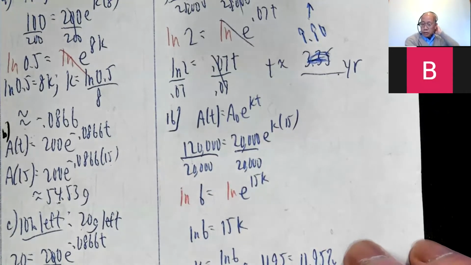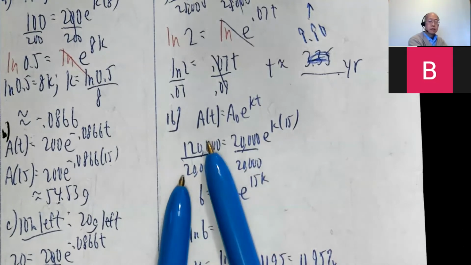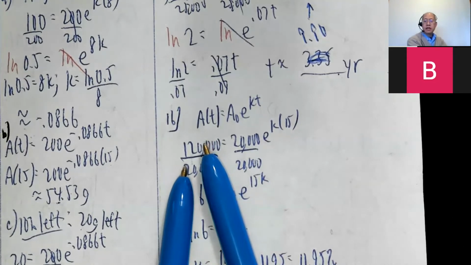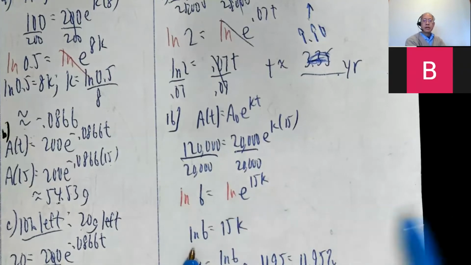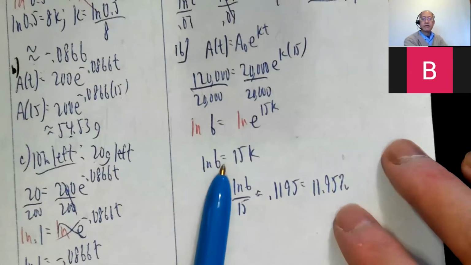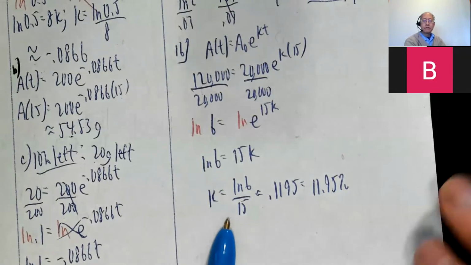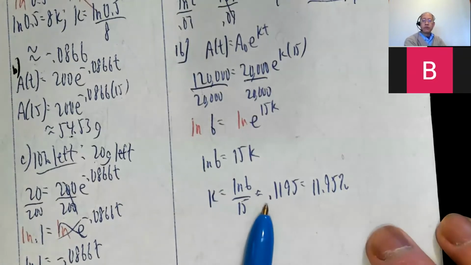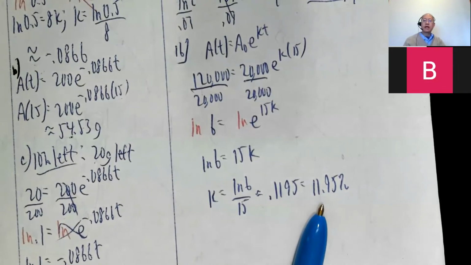All right, so divide both sides by 20,000. That's 6. 6 equals e to the 15k. How do I get rid of the e? ln. ln 6 equals 15k. Divide by 15. So k is ln 6 over 15. 0.1195, but if you're giving your answer as a percent, you would say 11.95%.